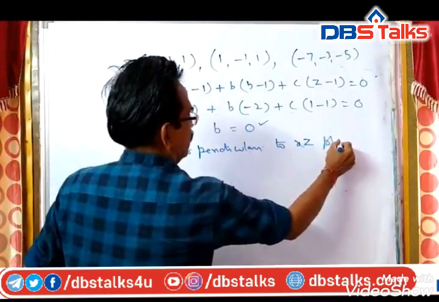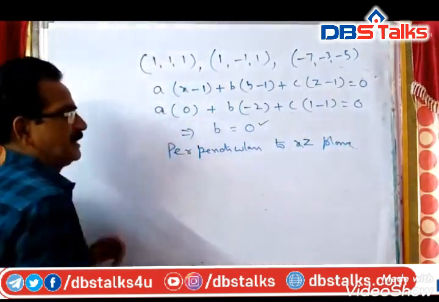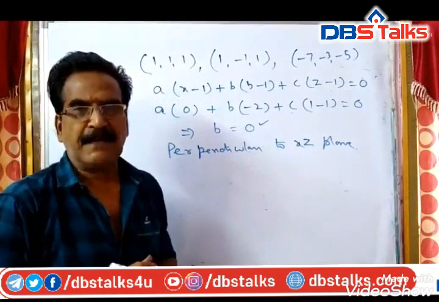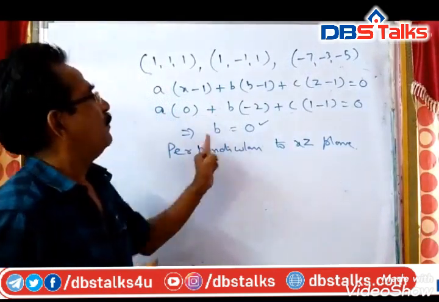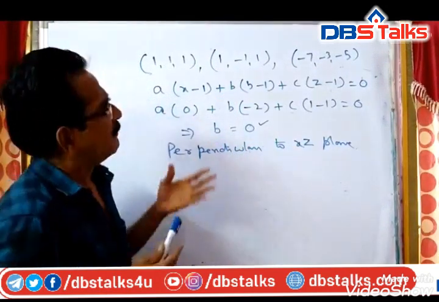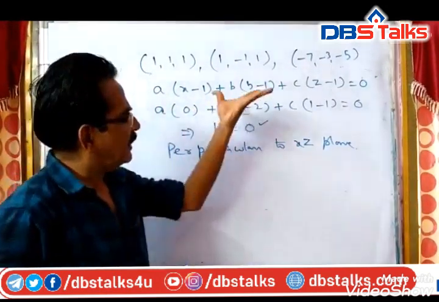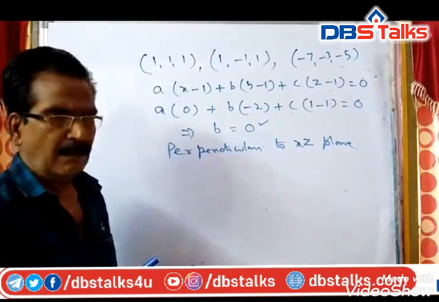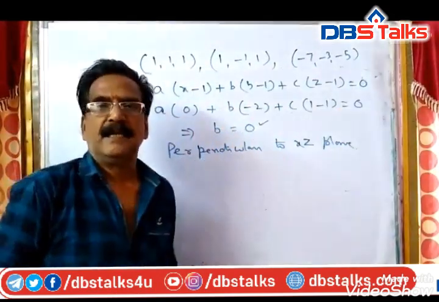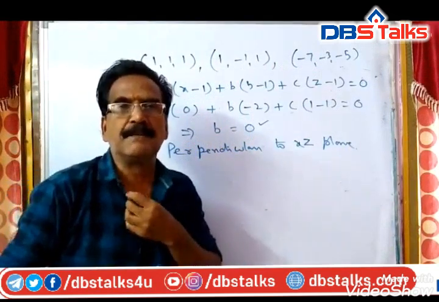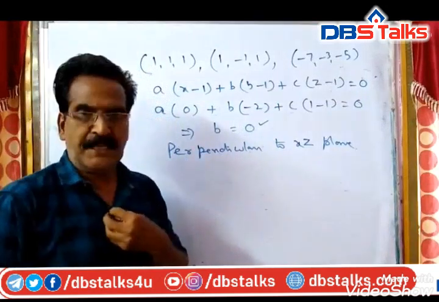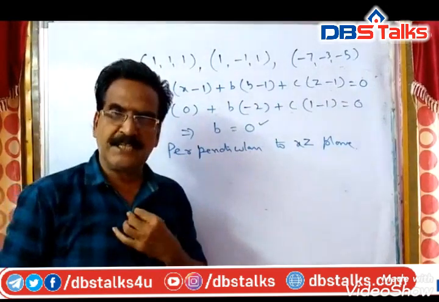The plane is perpendicular to the XZ plane. That is normally the y-axis. So this is an easy problem in this simple way. Otherwise you can find the equation of the plane passing through these 3 points, and you see which term is missing. If the y term is missing, the plane is perpendicular to the xz plane.